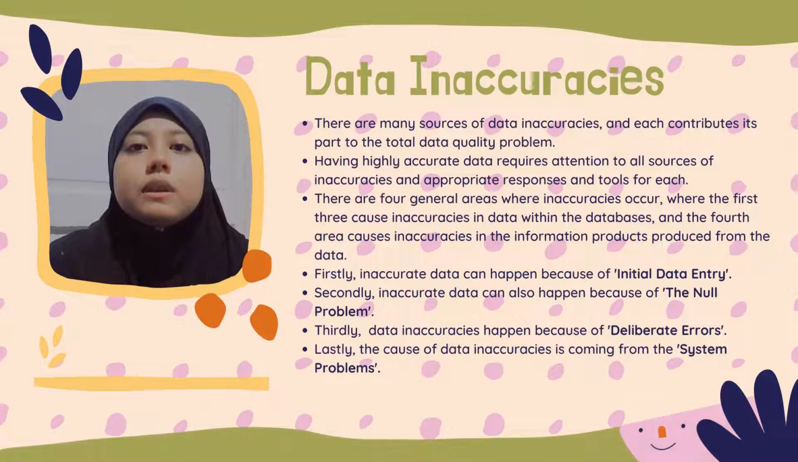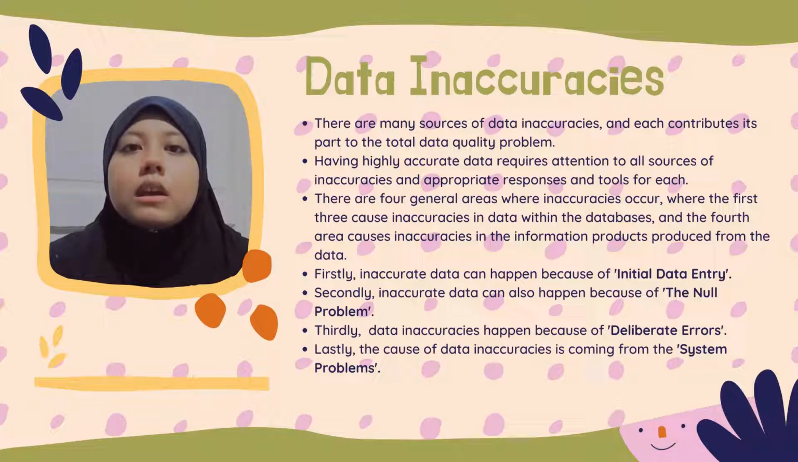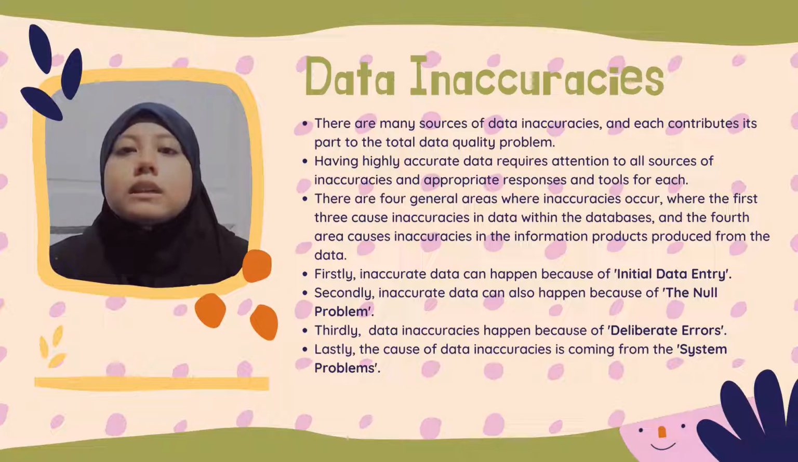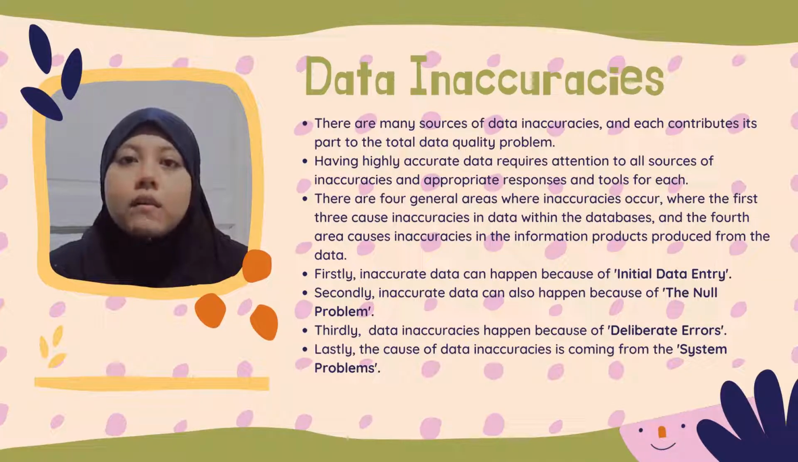The quality issue in the management of digital information is data inaccuracy. There are many sources of data inaccuracies, each contributing its part to the total data quality problem. Having highly accurate data requires attention to all sources of inaccuracies and appropriate responses and tools for each. There are 4 general areas where inaccuracies occur, but the first 3 cause inaccuracies in data within the databases, and the 4th area causes inaccuracies in the information products produced from the data.